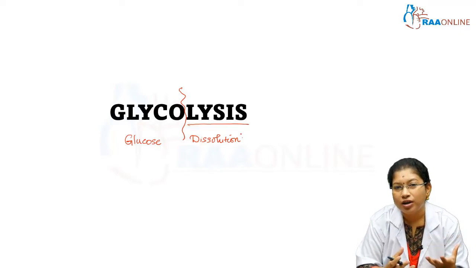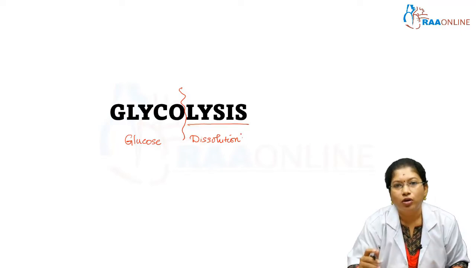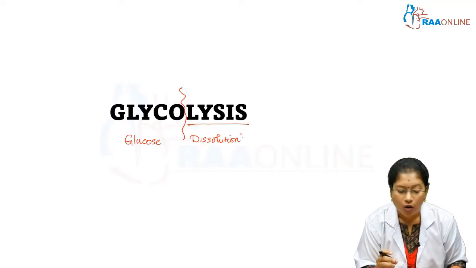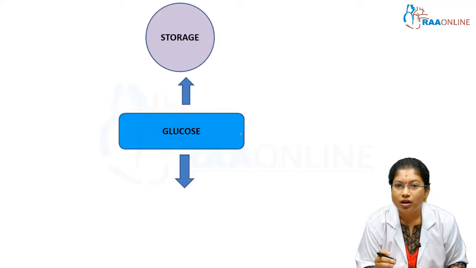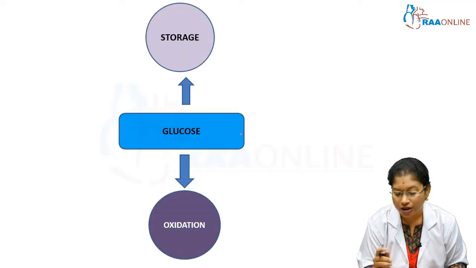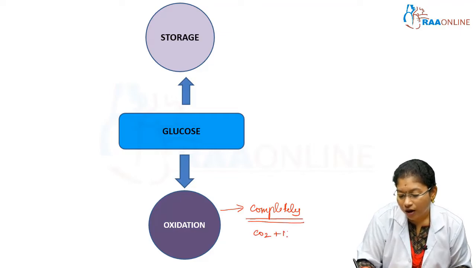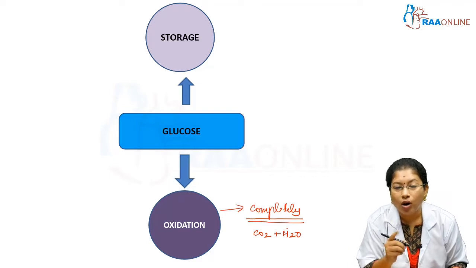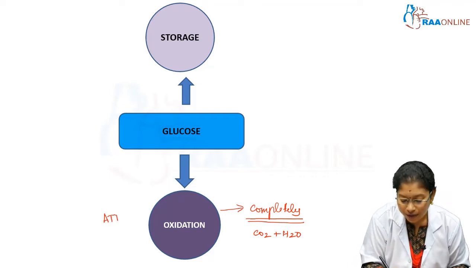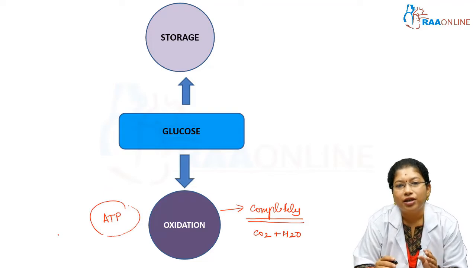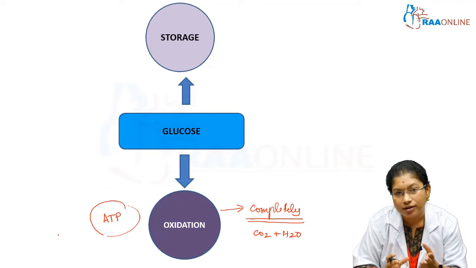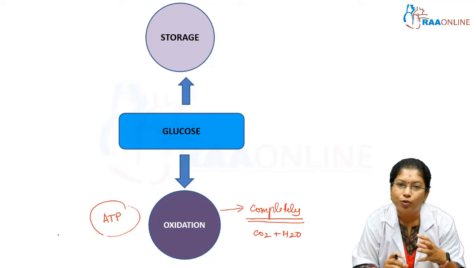How are we going to metabolize glucose in our body? Glucose is present in all the cells. It is required for one major thing: energy. It is oxidized completely into carbon dioxide and water to give one substance, that is ATP. So it is present universally in all the cells and is used for energy production.